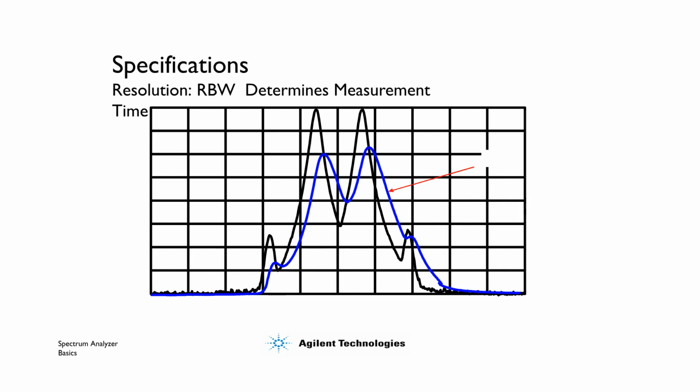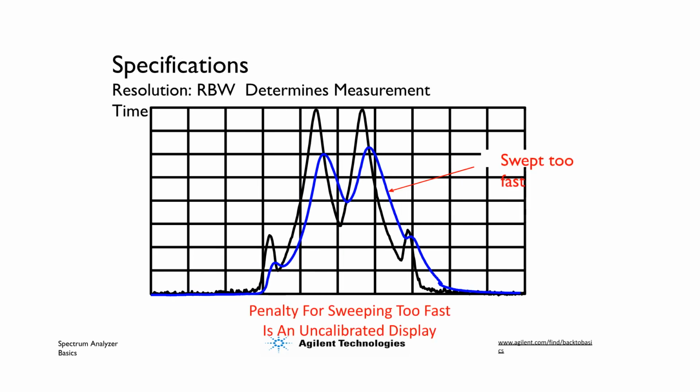If the sweep is too fast, the displayed signal will be uncalibrated. The graph illustrates how sweeping too quickly distorts the displayed signal shape compared to a correctly swept signal.